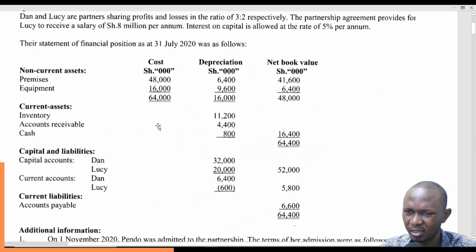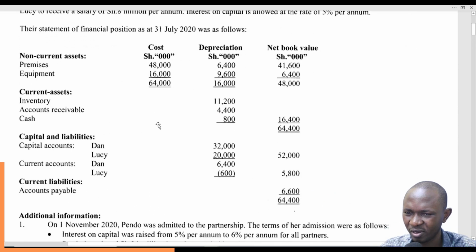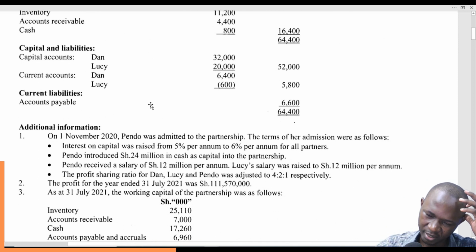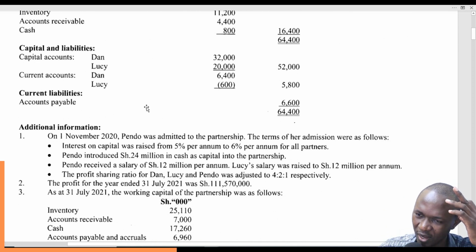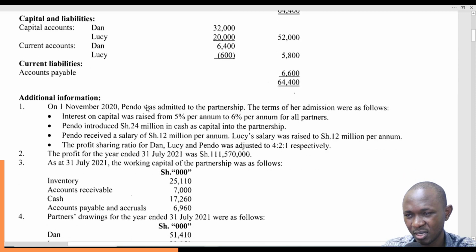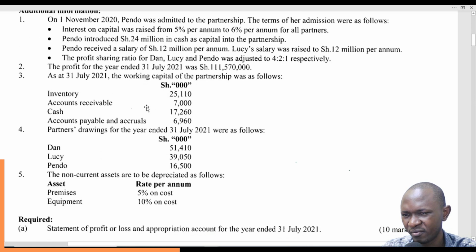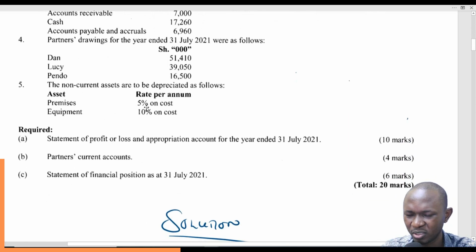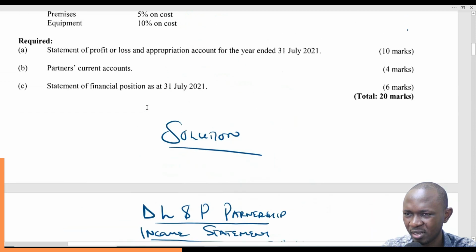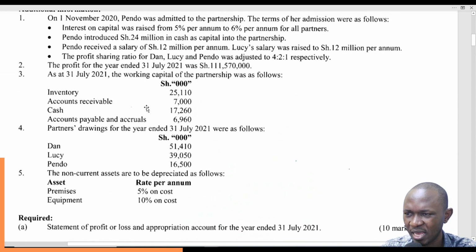Maybe just confirm, check if we have anything for any expenses that might have required the use of the profit and loss account, and maybe anything that is on the trading account. I think we don't have any, so we go straight to the appropriation account as captured by the question. So net profit 111,570. This is item number 2. The profit for the year that 1st July was 111,570.